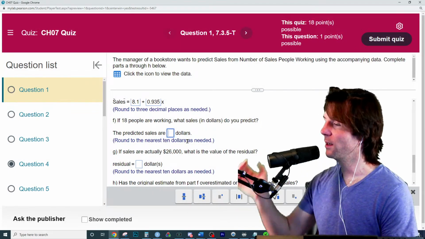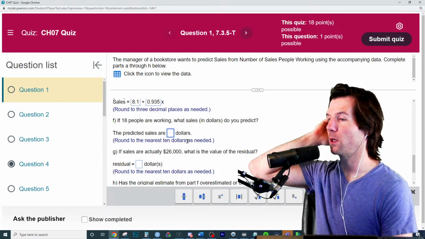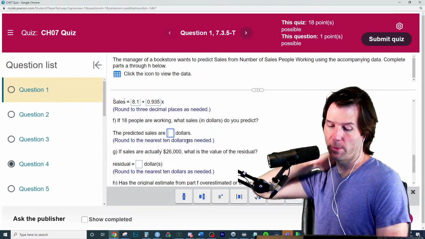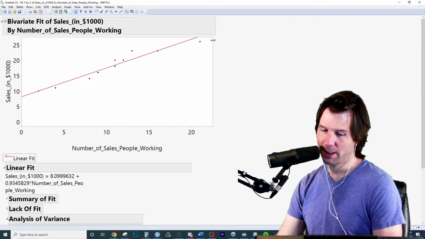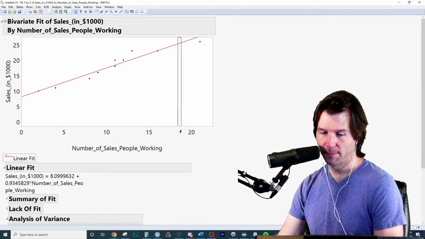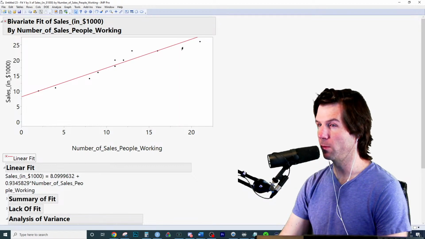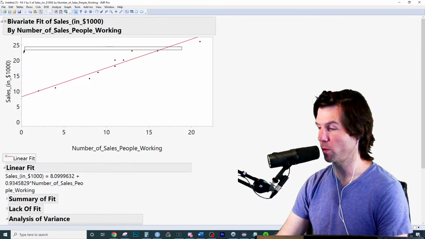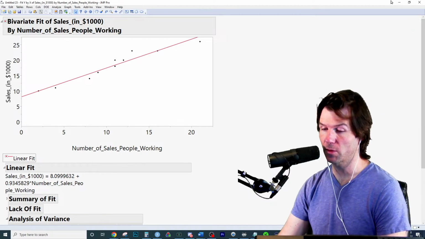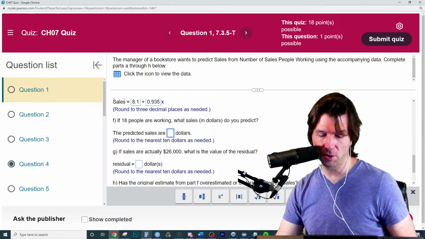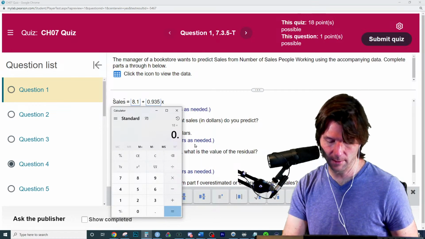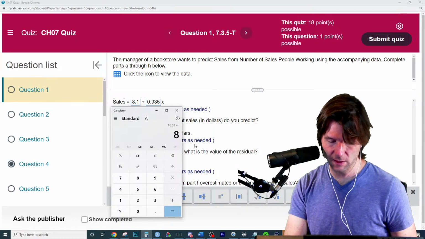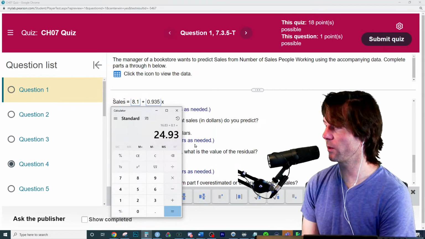Hey, what's up, Blake? It says for 18 people working, what would you do? Which I think might be an extrapolation of the model. No, it's not. It's within the bounds of the X. For 18 people working, we should get somewhere around 24 or so. Plug it in, then multiply by 1,000. You can look at your model to make sure you're doing it accurately. We're just going to plug 18 into X right there. 18 times 935 plus, I said about 24. There it is right there, right at 25.